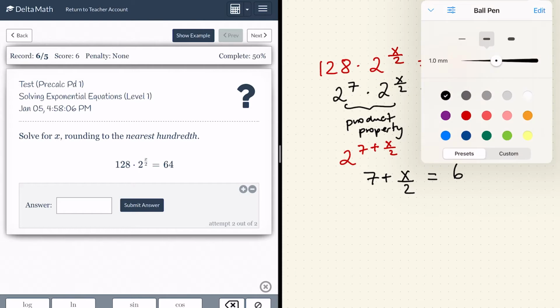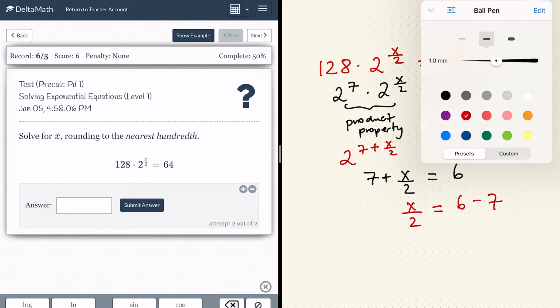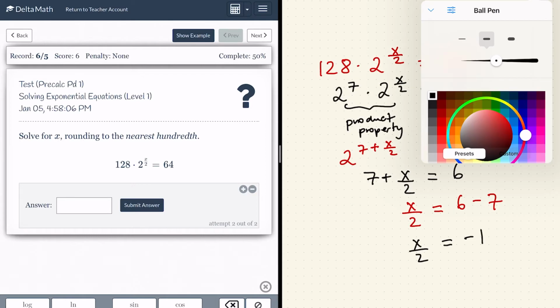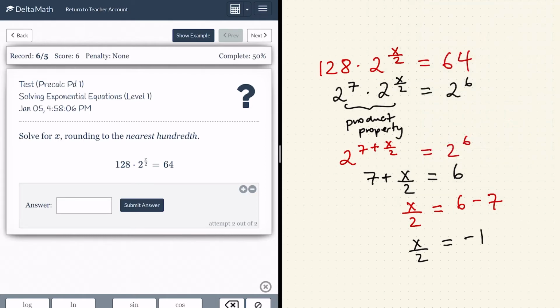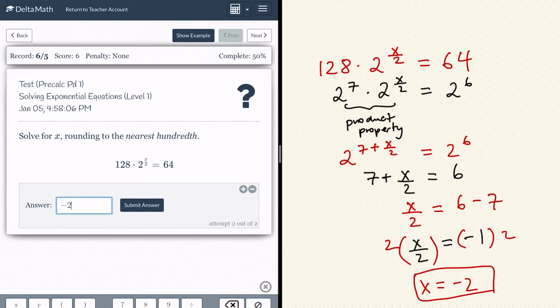And to solve for x, we're going to solve it like a two-step equation. We need to get rid of the 7, so we need to subtract 7 from both sides. x over 2 is equal to 6 minus 7. So therefore, x over 2 is negative 1. And then we can multiply both sides by 2. Therefore, x is negative 2. So our answer is negative 2.